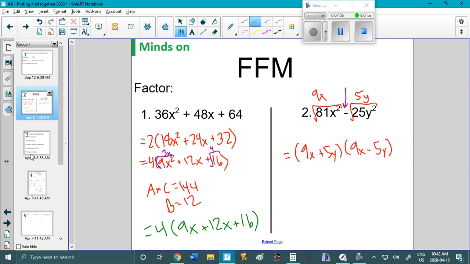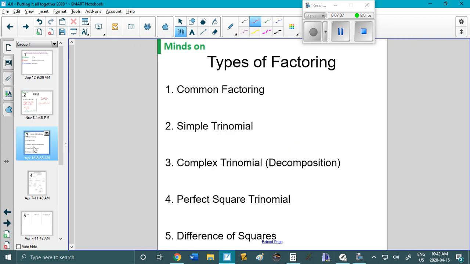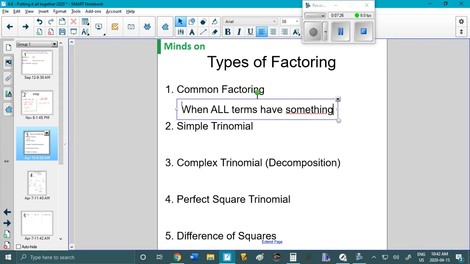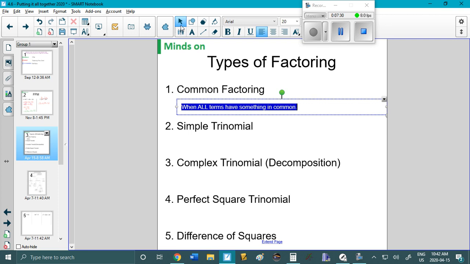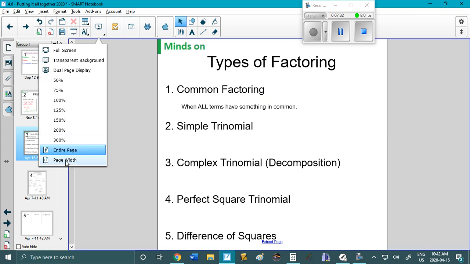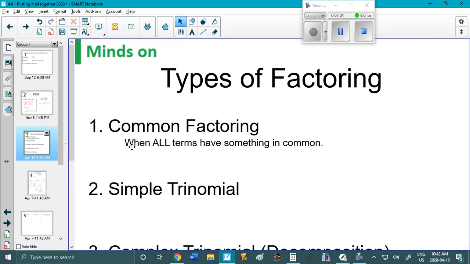This next part, though, is not in your note, and that's intentional because I'm hoping that you'll write it down, because I think writing it down will be helpful for you. So we have 5 types of factoring. Common factoring is when all terms have something in common. And you might remember that common factoring is the first step of all factoring.